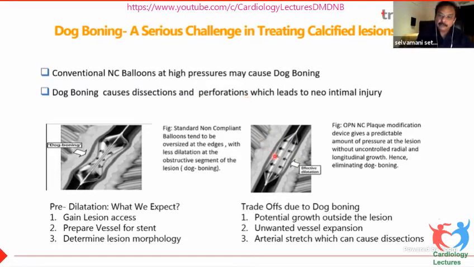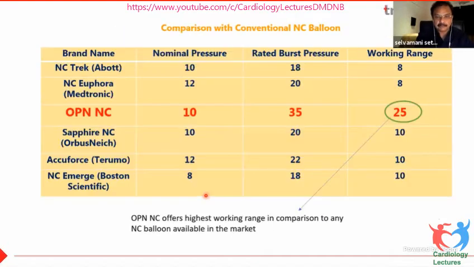For example, if the vessel is 3, don't go beyond 3. If you are using it for post-dilatation, use it as 1:1. Or if you are using it to prepare the lesion, use one size lesser. For example, if it's a 3-size vessel, use a 2.5 balloon and go to very high pressures. Very high pressures do not cause perforation, but if you oversize the balloon, probably you can perforate.